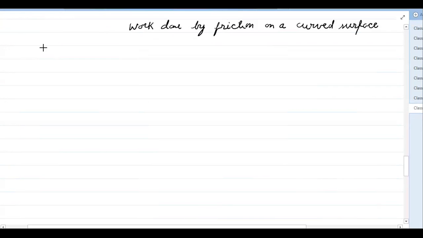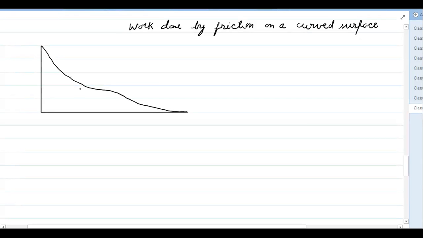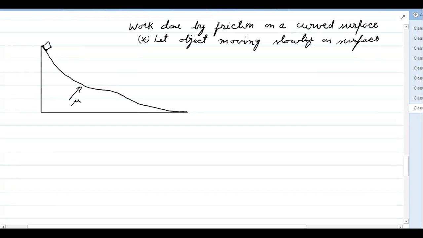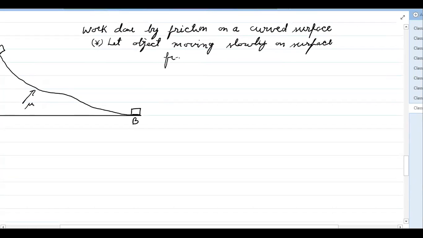So suppose we have a surface like this. The friction coefficient is given as mu, and the object is sliding from here. Suppose the object is moving slowly on the curved surface. This is point A and this is point B. From A to B, we will try to see what is the work done.